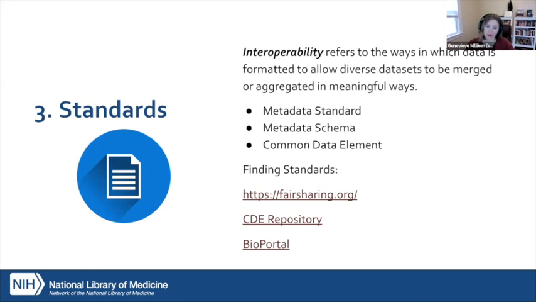And there's also the BioPortal, which is an open repository of biomedical ontologies. So they have information on things like RxNorm, LOINC, MeSH, so all of the big biomedical ontologies.